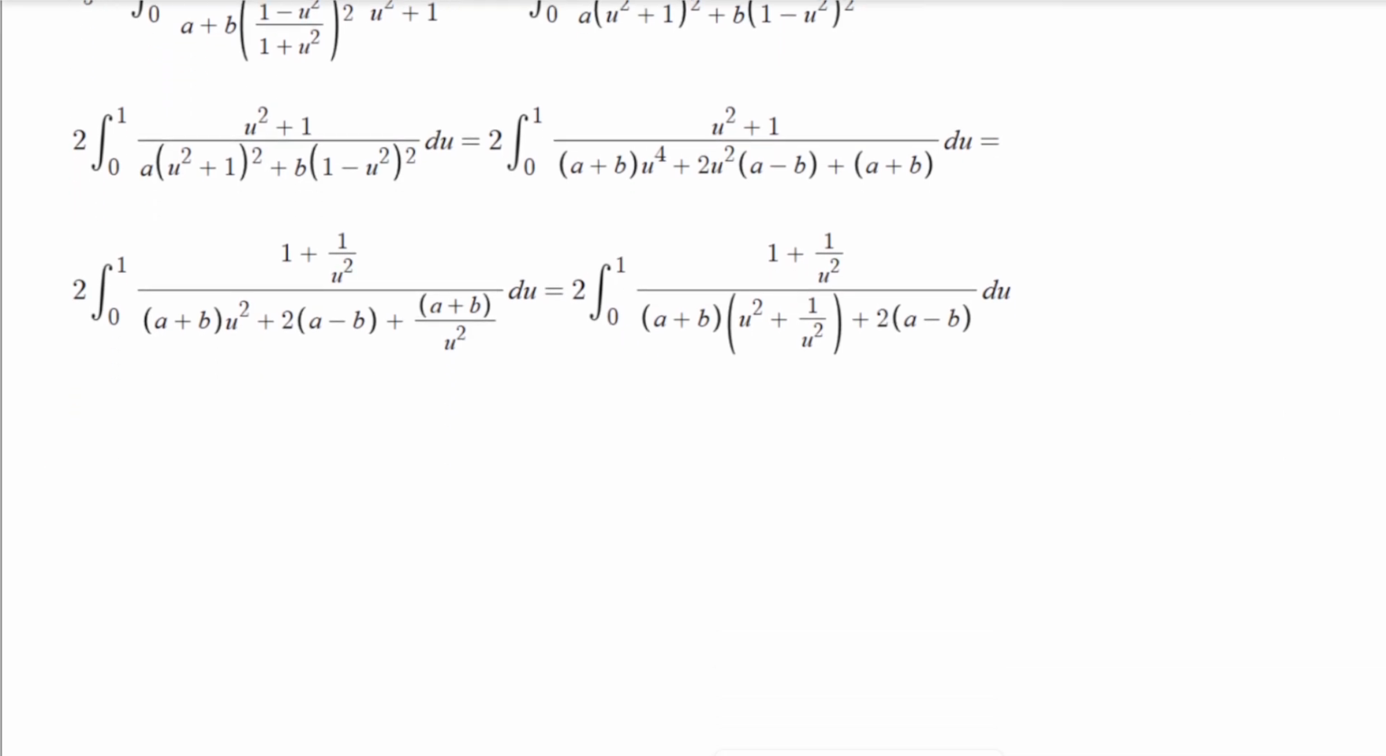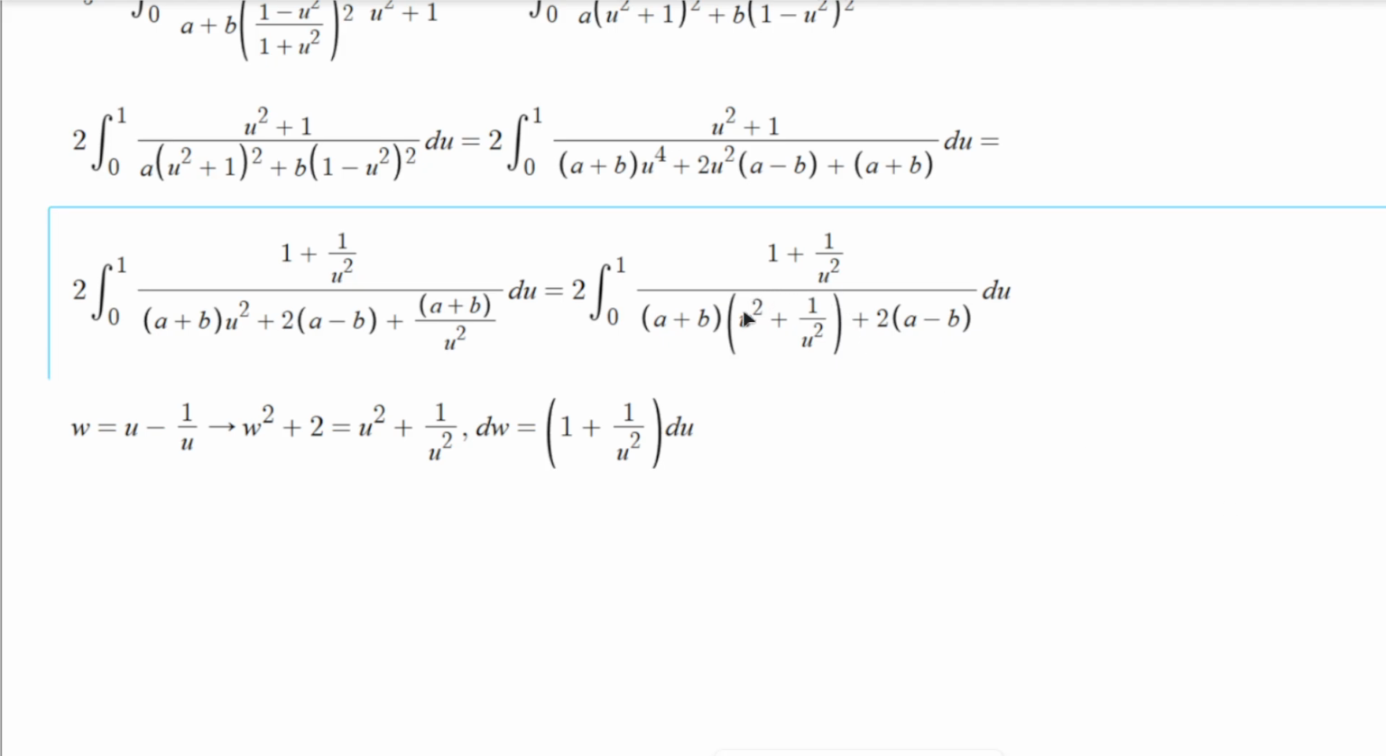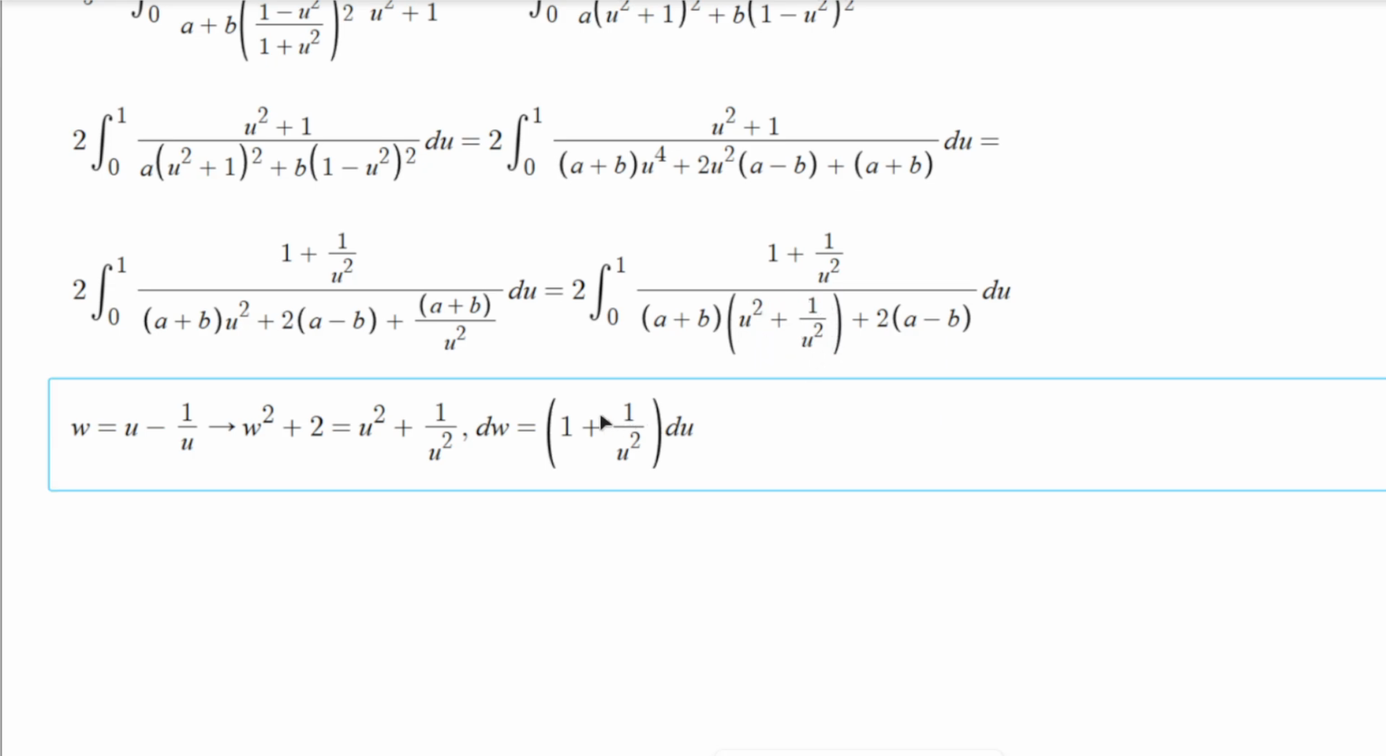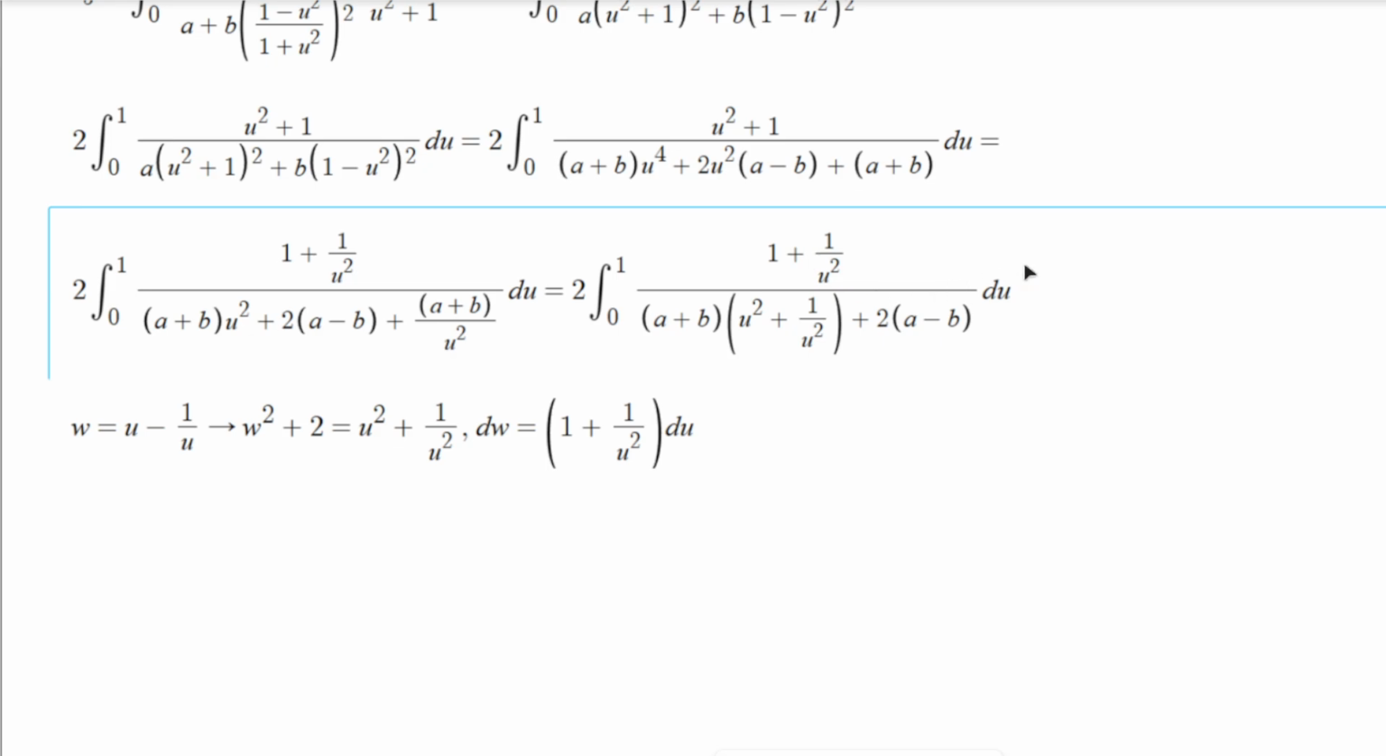All right. And now it comes time for the substitution. w is equal to u minus 1 over u. You can do some algebra there and see that w squared plus 2 is going to equal u squared plus 1 over u squared. And that's nice because we have that right there. And it also turns out that dw is 1 plus 1 over u squared du, and we have that right there. So now you can see why I performed the previous manipulations there.